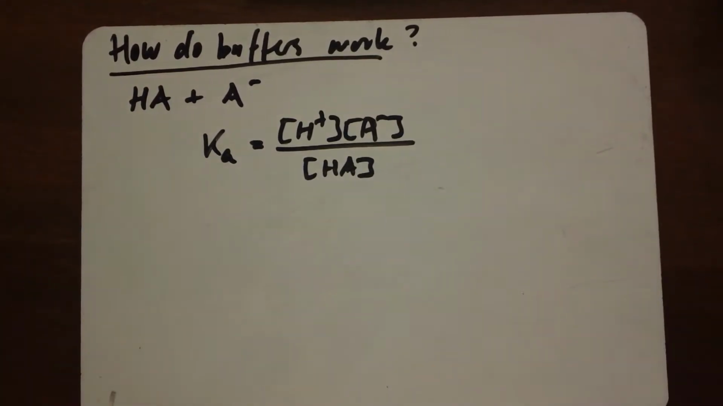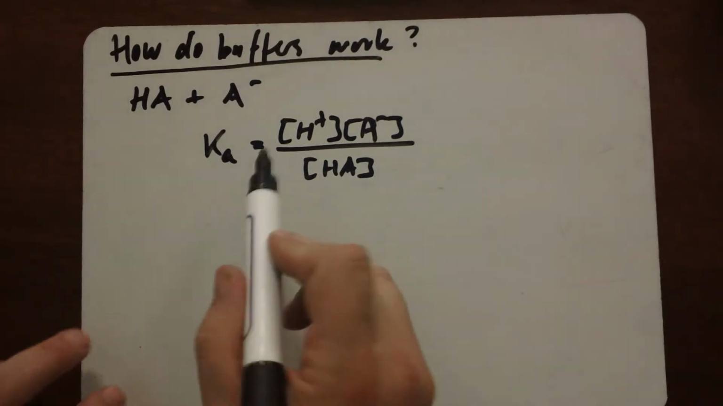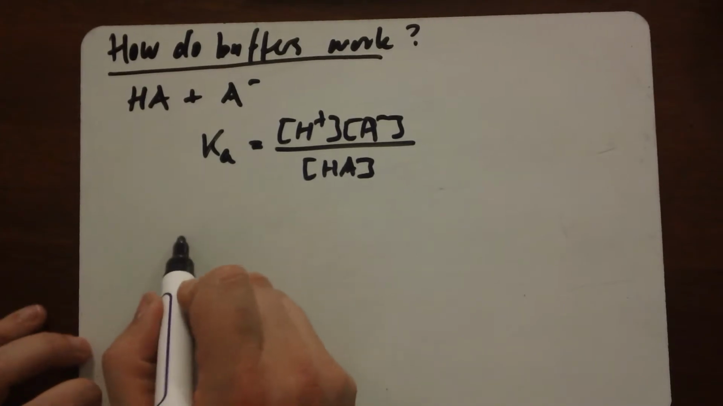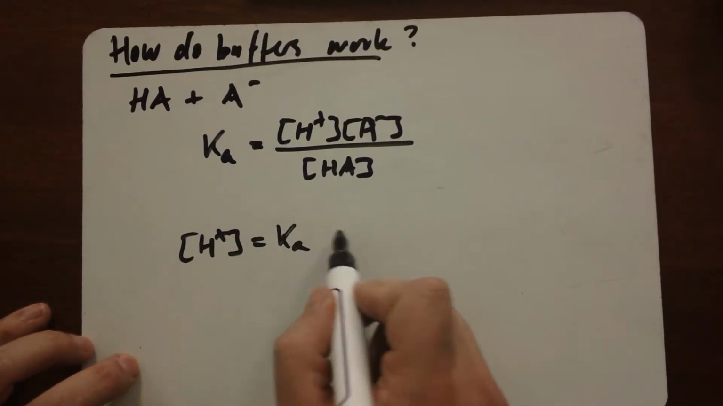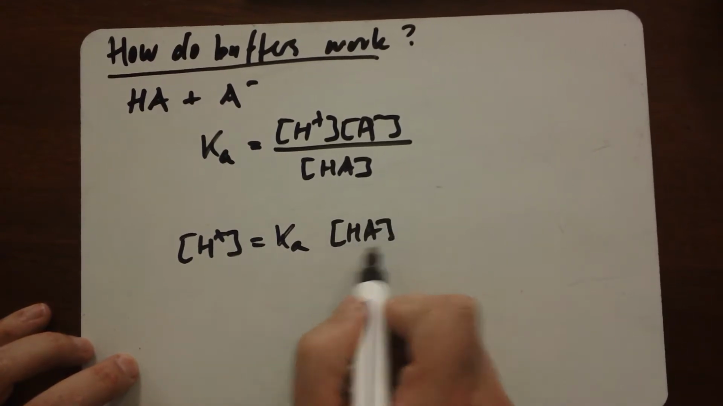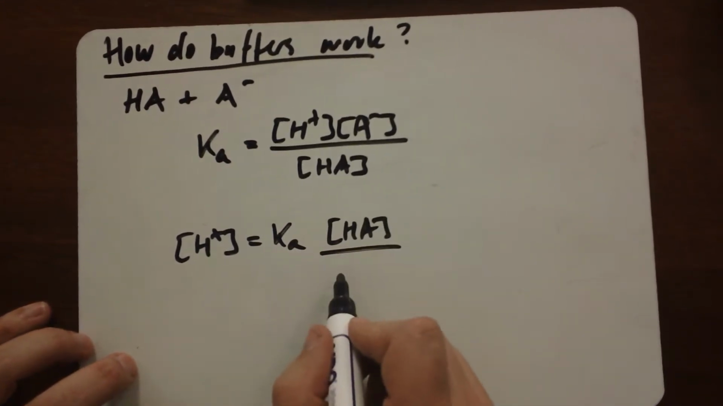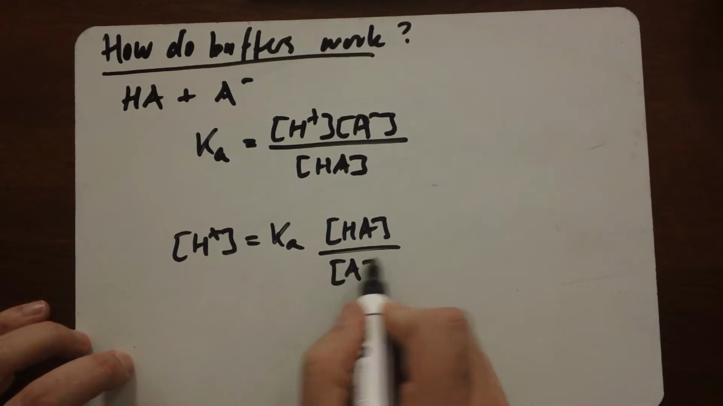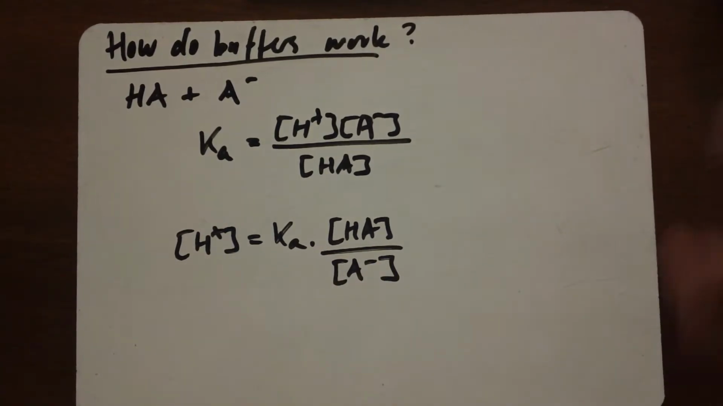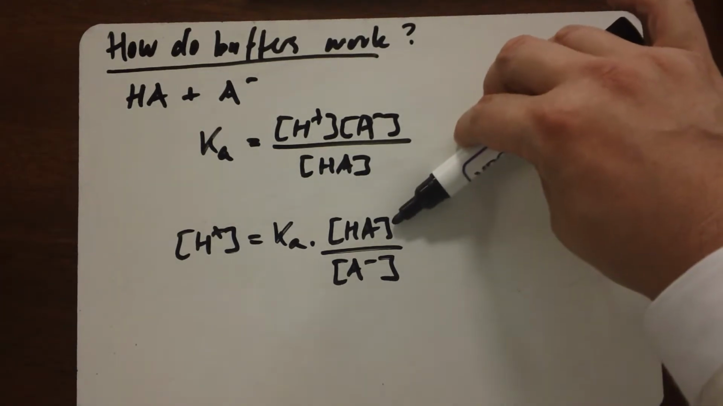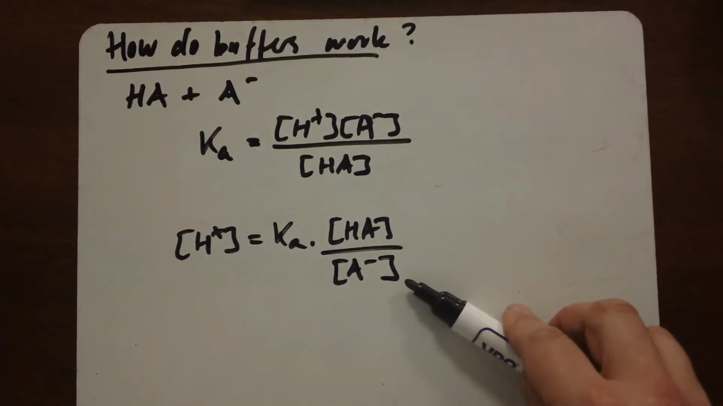Now, to help us explain how buffers work, we use a rearranged version of this equation, the famous equation, which is this. It was made famous by two people, Henderson and Hasselbalch. And what it is, is a ratio of the amount of acid that you have in the buffer and the amount of salt that you have in the buffer.